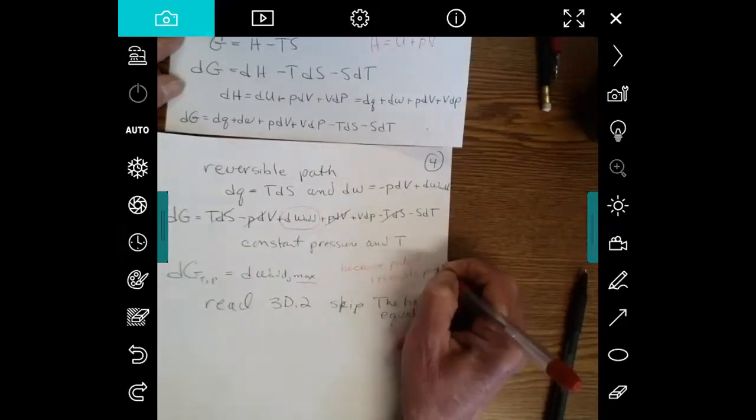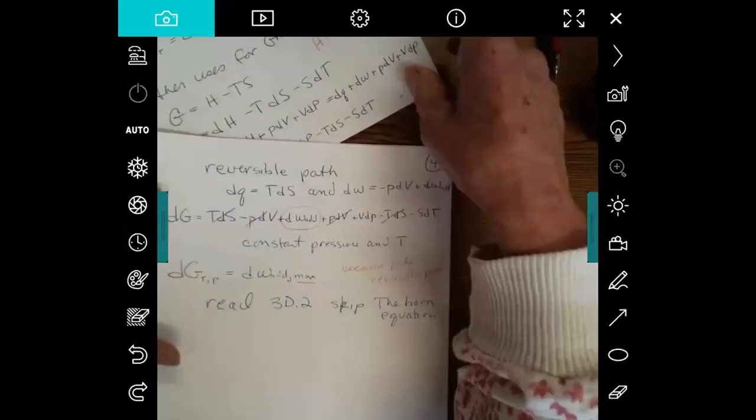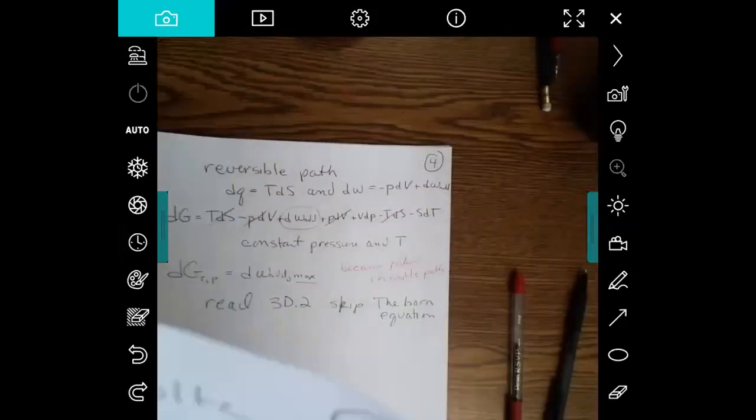So the Helmholtz free energy and the Gibbs free energy can be used to decide if a process is spontaneous. The Helmholtz free energy change if the process is carried out at constant volume and temperature, if the value is less than 0, it's spontaneous.